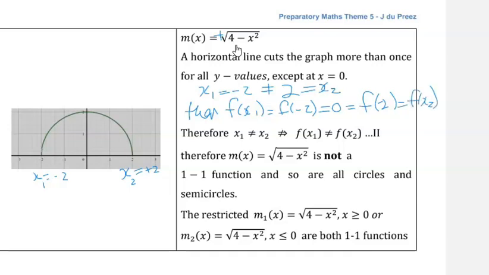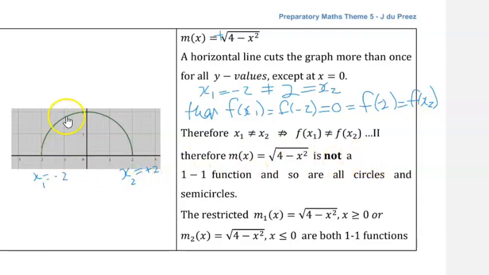So that means I have two different x values, but it does not imply that the y values are different because we have two equal y values. So this is a counterexample that tells us that the graph will not be one-to-one. All semicircles are not one-to-one, and circles most definitely are not even functions.